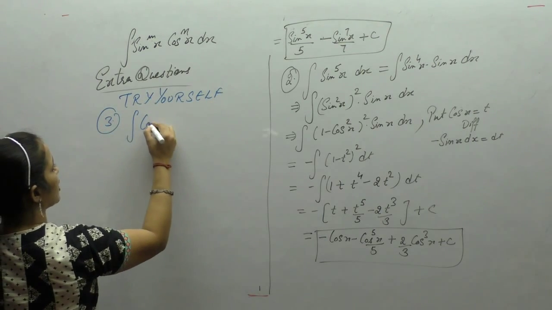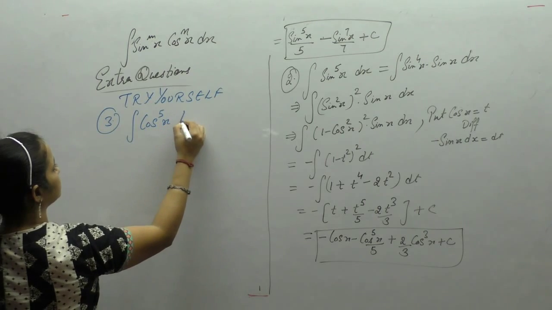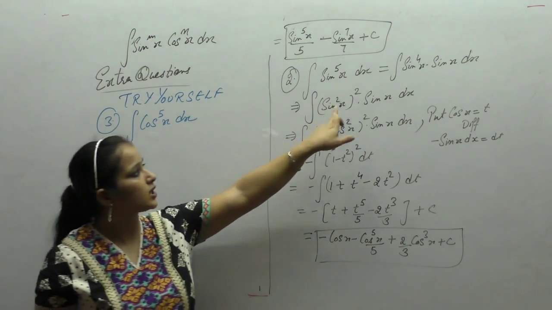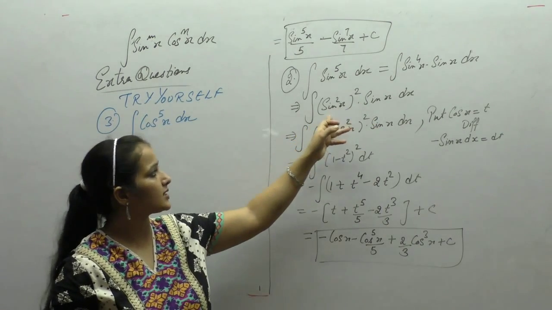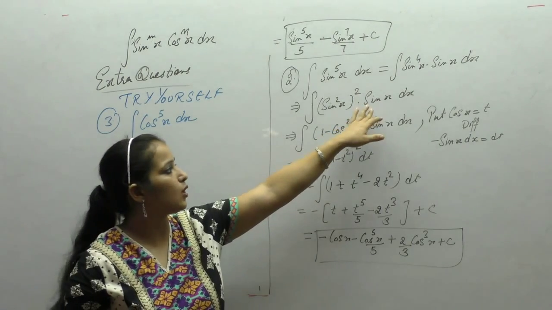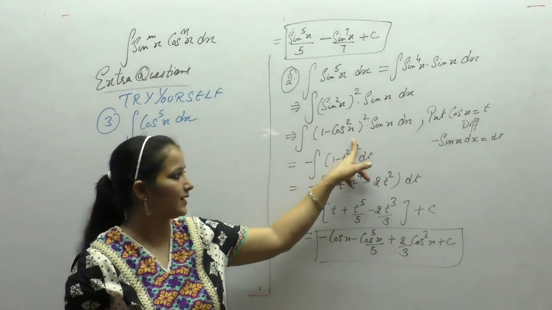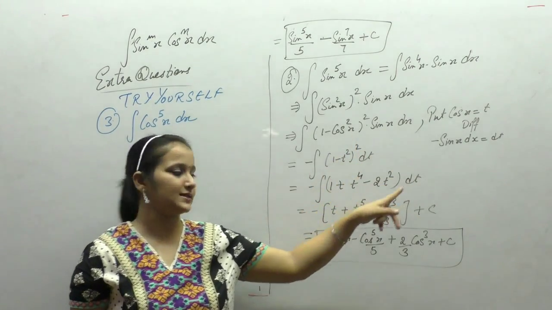Integral of cos 5x. It will be solved by the same method. We can write cos 5x as cos 4x into cos x, that is cos square x whole square into cos x. Instead of cos square we use 1 minus sin square x and put sin x as t.